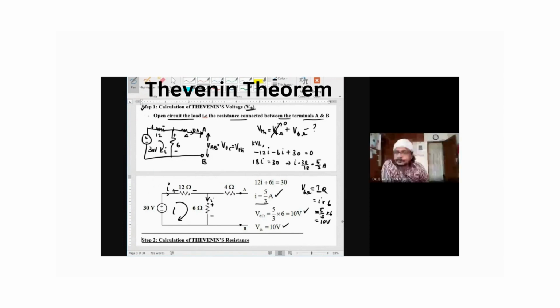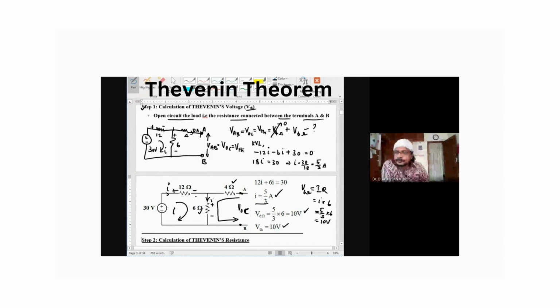That is the reason, like when I asked the question in between, Aloysius said something. You remember? Between the terminals A and B, VTH or VOC, what are the resistors available? That voltage drop is going to be the open circuit voltage. Between the terminals A and B, 4 ohm is connected and 6 ohm is connected. That is the reason voltage across 4 ohm and voltage across 6 ohm is taken for voltage across the terminal AB.